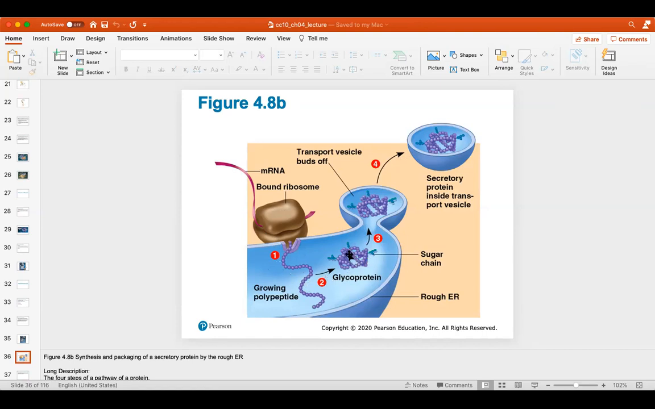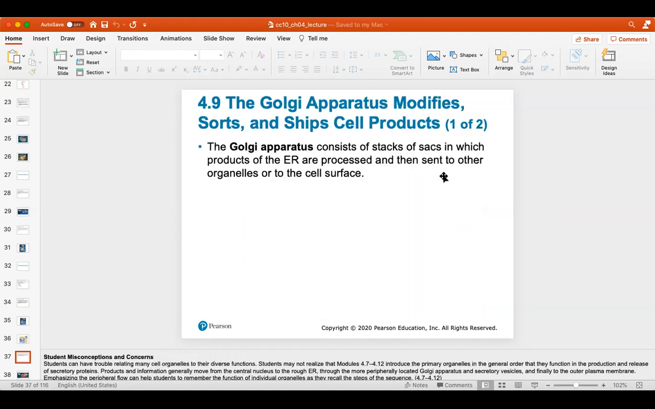This protein forms a sugar chain, and eventually the transport vesicle breaks off of the rough ER and takes that sugar chain inside of it to the correct location that is needed, whether it's inside the cell or outside the cell.